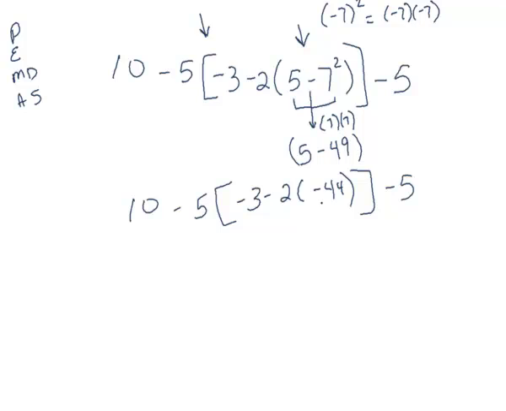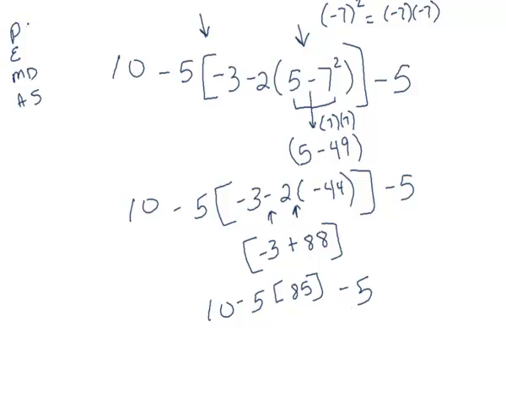All right, now we've done everything in the parentheses. So now we're working inside these brackets here. Inside the brackets we have a multiplication here and a subtraction here. So which one should we do first? Multiplication comes before subtraction, so I have -2 times -44 makes positive 88. So I end up with -3 plus 88, which is, anybody? 85. Okay, so I still have a 5 out here and a -5 over here.